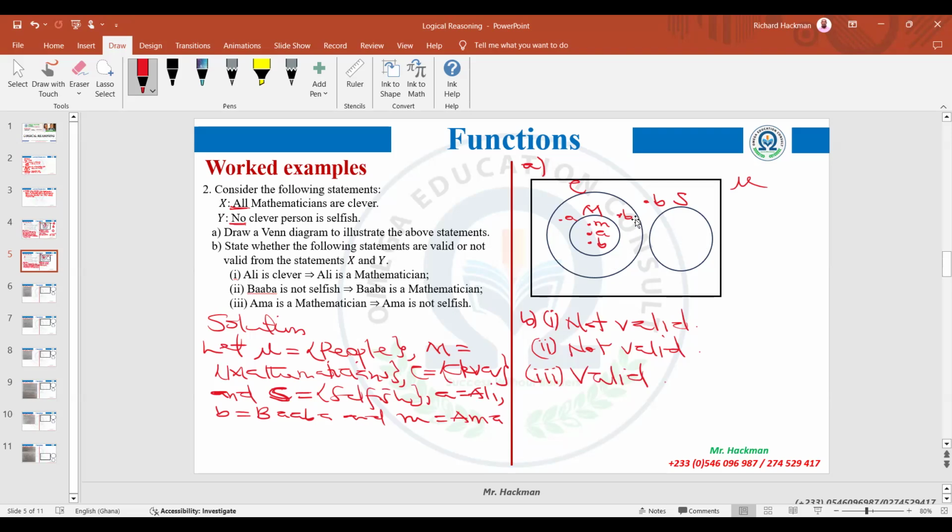Unlike the other one, this one, we said Baba is a mathematician. So the counter would be Baba is not a mathematician. If I'm able to get any Baba who is outside M, then that will counter. And I have two Babas here outside M. So obviously I'm able to counter. You get my point.